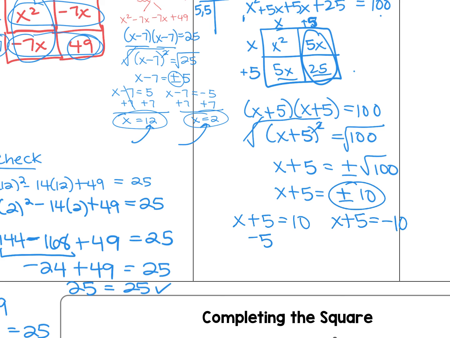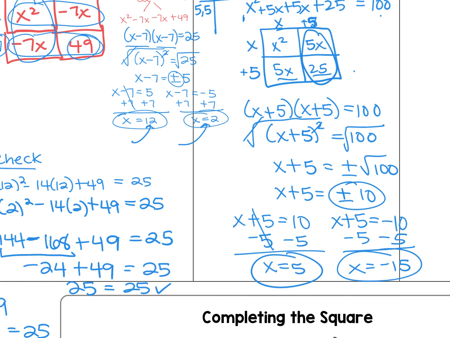If I subtract 5 on both sides, I get x equals 5. And if I subtract 5 here, I get x equals negative 15. So our two solutions are 5 and negative 15.